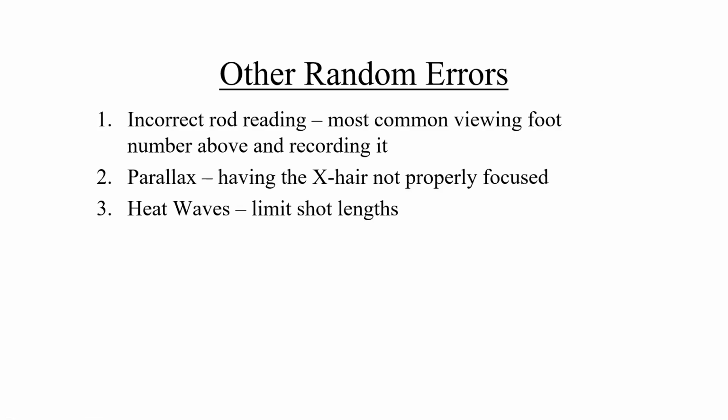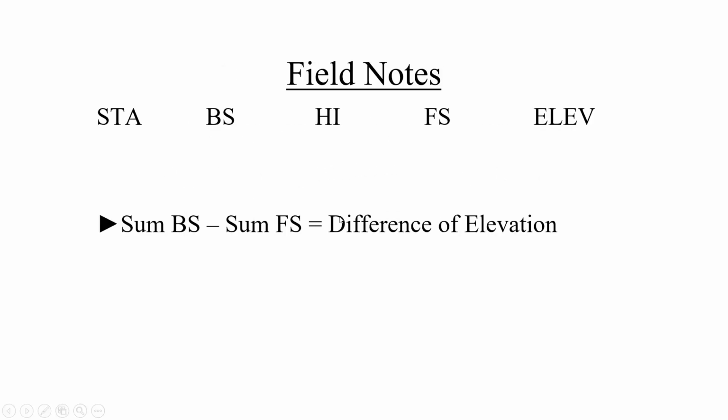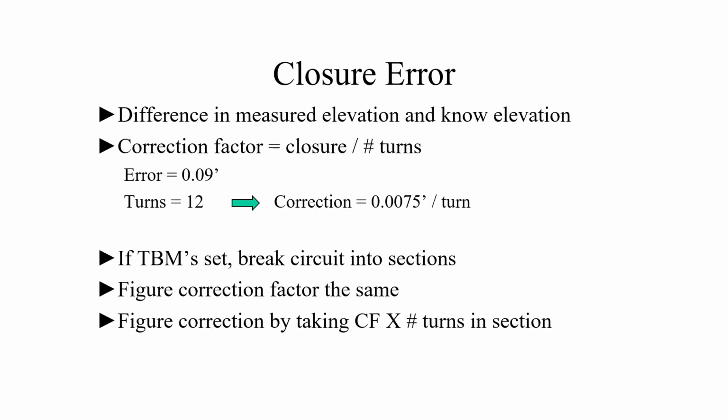Other random errors: incorrect rod reading, most commonly viewing the foot number above and recording it; parallax, having the cross hair not properly focused; and heat waves, which limit shot lengths. Another one is closure error, the difference in measured elevation and known elevation. We will speak about the closure error later.